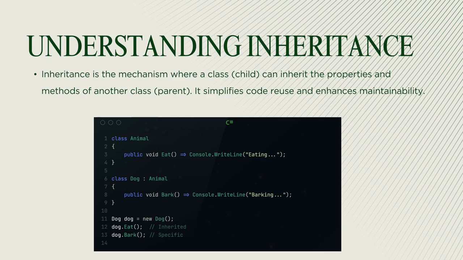Okay, what is inheritance? Inheritance is one of the cornerstones of object-oriented programming, and it allows a class to inherit properties and methods from another class, which we call the parent or base class. Let me show you a quick example. Here we have a class, Animal, with a method Eat. The Dog class inherits from Animal, meaning it gets the Eat method for free. Additionally, Dog has its own unique method, Bark, and this simple relationship is what makes inheritance so powerful. It promotes code reuse and makes programs easier to manage.